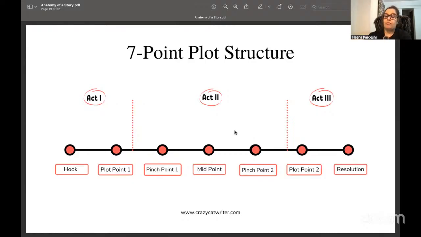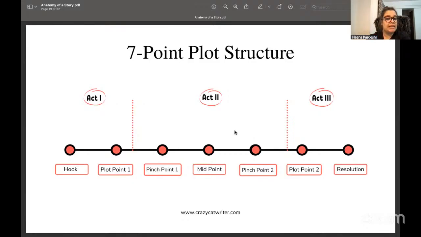Okay. Now the 7-point plot structure or the 7-pinch point plot structure is for extreme precision mapping. It was created by Dan Wells. This model helps writers identify key turning points. It's extremely analytical, but also intuitive, especially for long novels and memoirs. Now, we are going to have 7 points in this structure.